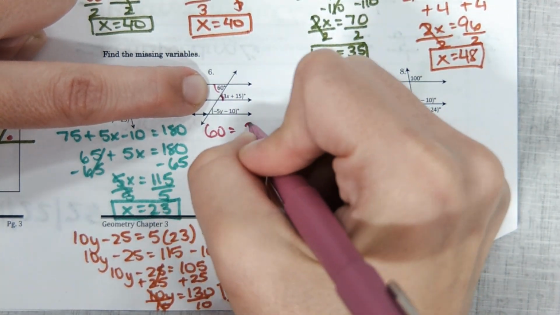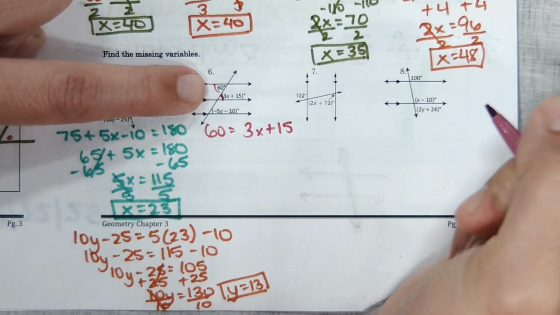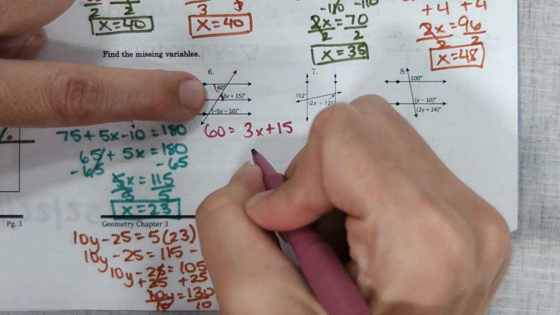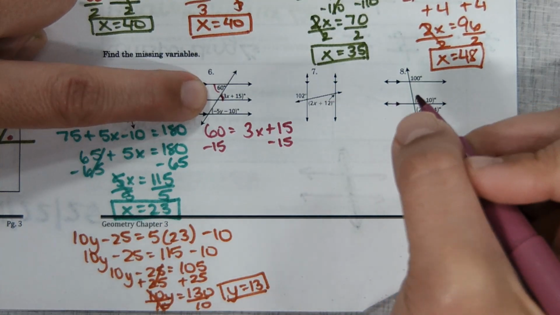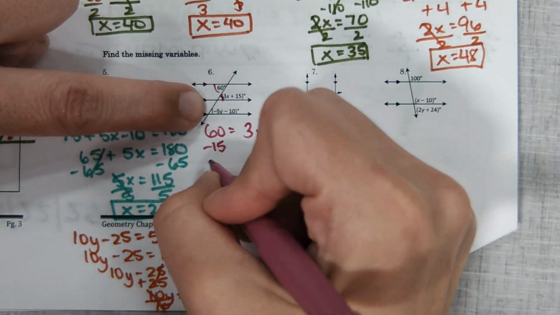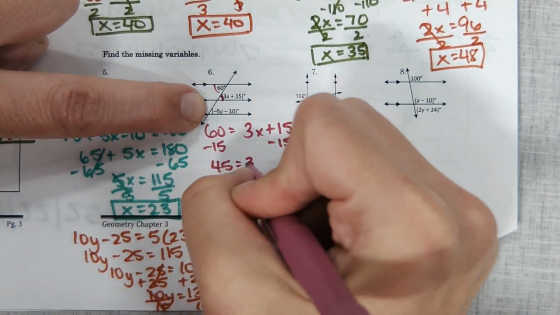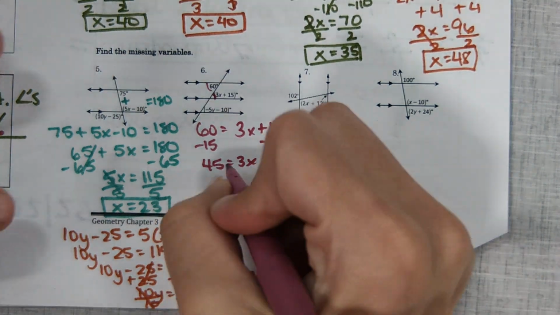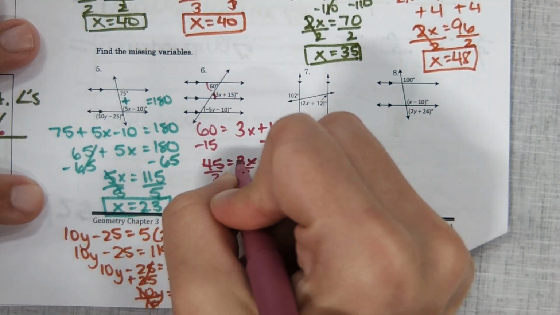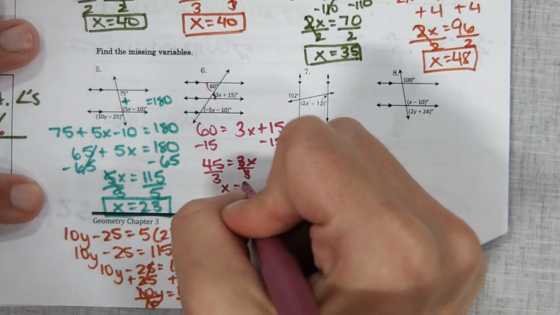So that's what I'm going to do. 60 equals 3x plus 15. Then solving here, 60 minus 15 would be 45 equals 3x. Divide by 3, and x equals 15.